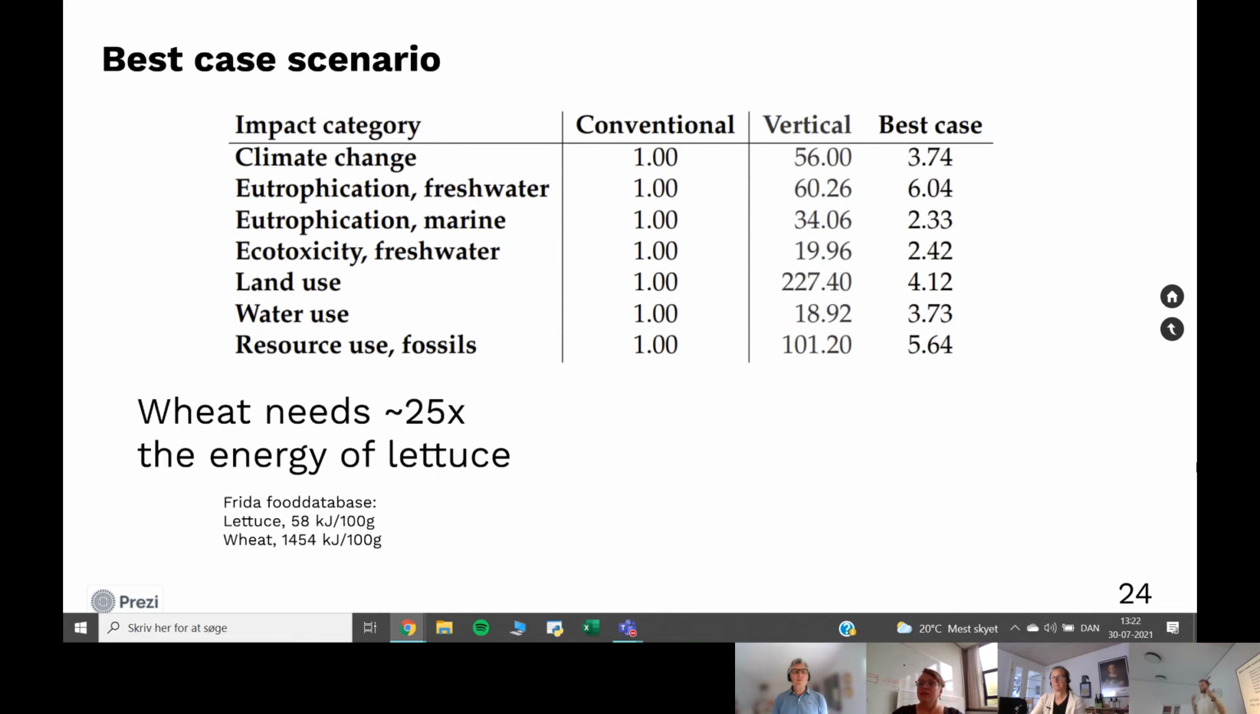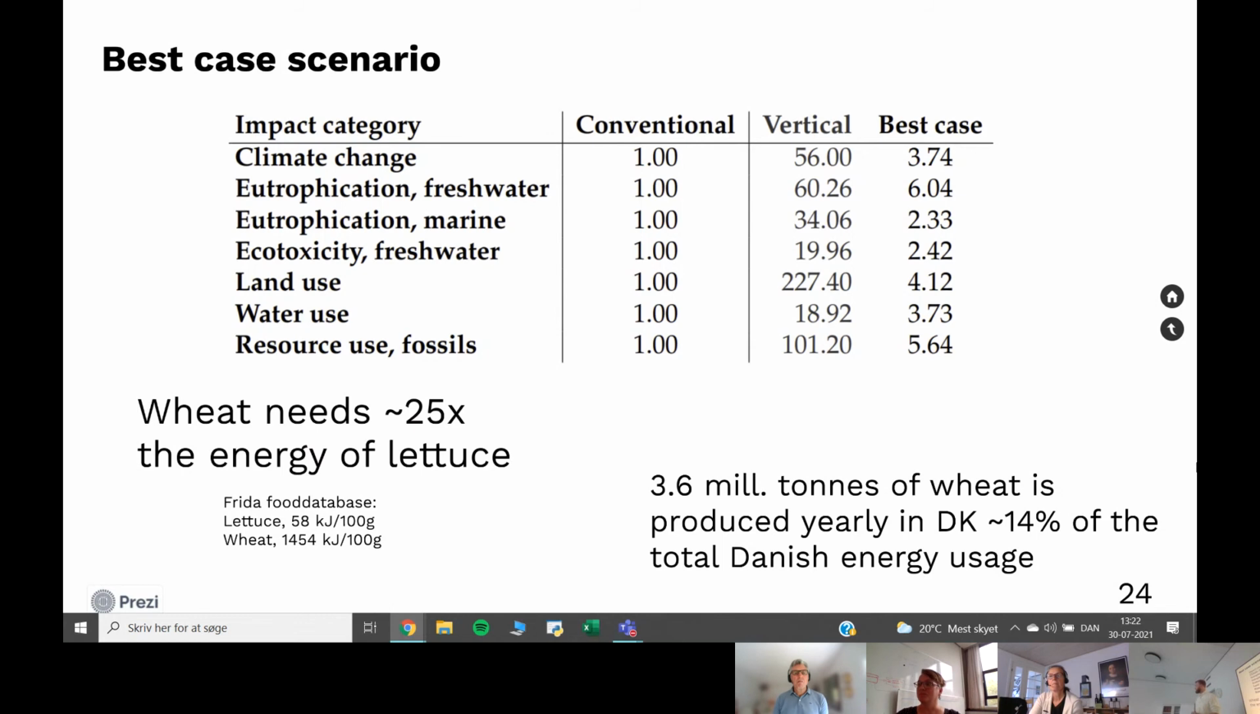So I wanted to investigate why these numbers look like they do. I looked up the FRIDA food database at DTU and compared it with lettuce, which is widely used in vertical farming, and found that wheat requires 25 times the energy of lettuce. So that started to make sense. And also, if we were to take all the production of wheat in Denmark and move it indoors with the system I modeled, it would require about 14% of the total Danish energy consumption.